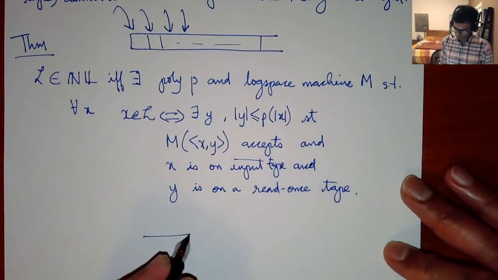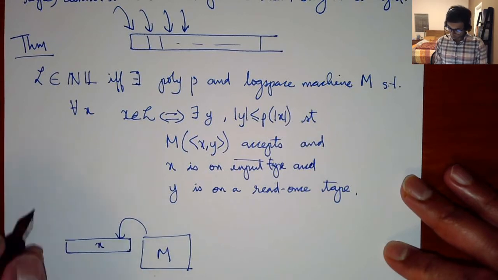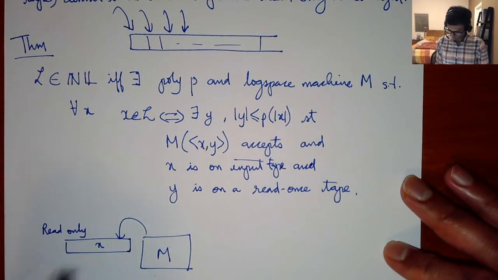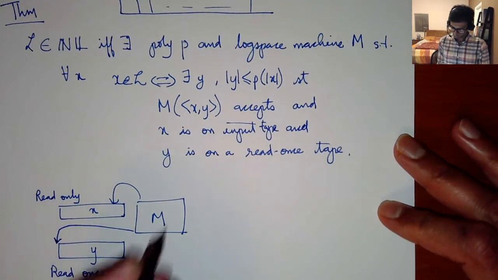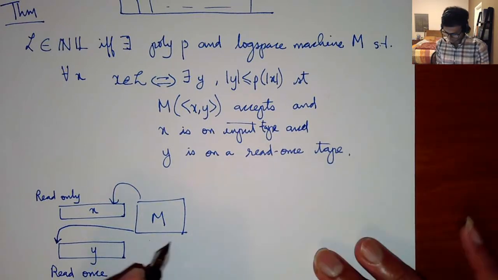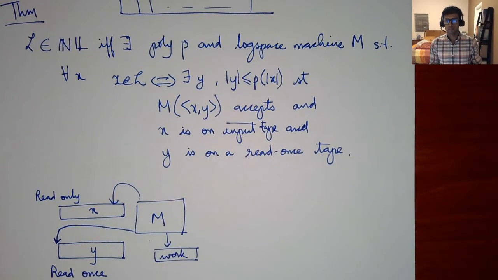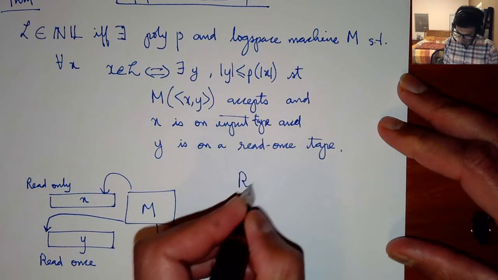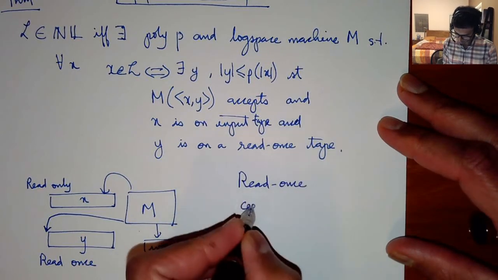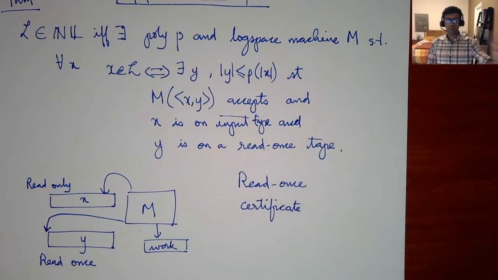So you should think of this machine. It gets its input x. This is read only because it's the input. Then it gets a certificate y, and this is read once. And then, of course, it has its workspace. Okay, does this make sense? So the certificate, this is also called a read once certificate. It means that you get to read the certificate only once.